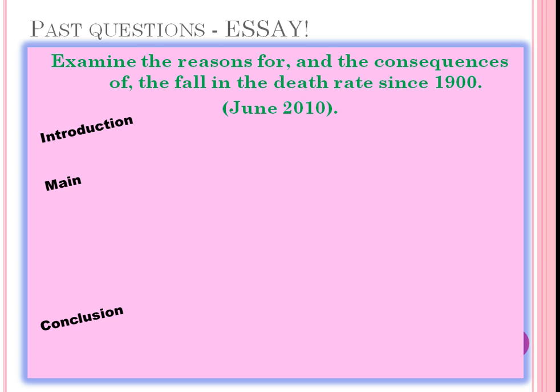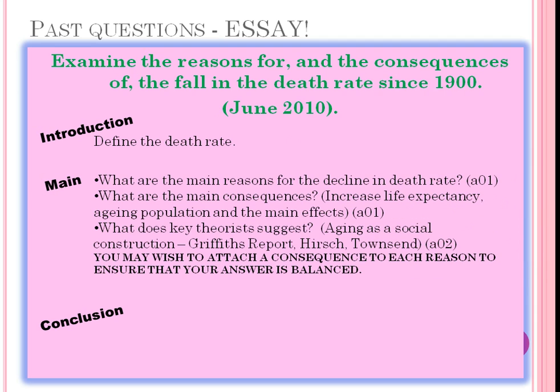Examine the reasons and the consequences of the fall in death rate since 1900. And this is the one that you are going to be answering. Okay, so I would recommend that firstly, define what the death rate is. Think about what the main reasons for the decline in death rate are. That's earning you the AO1 marks. And what are the main consequences?